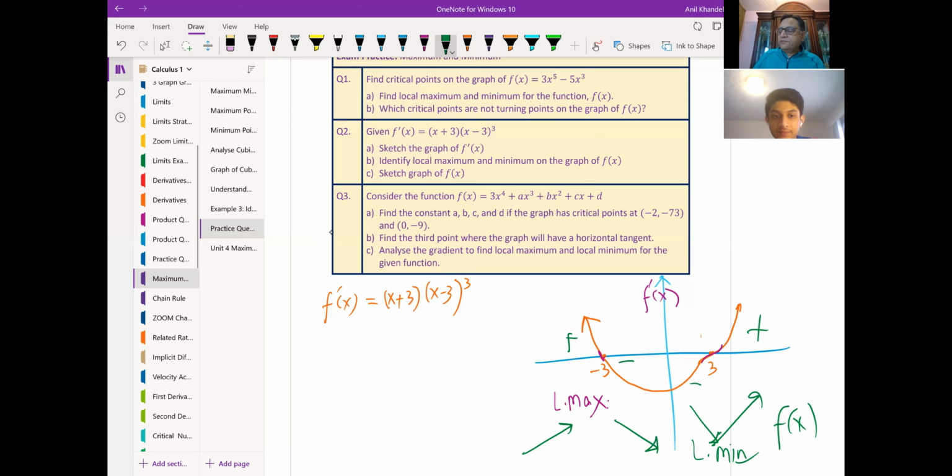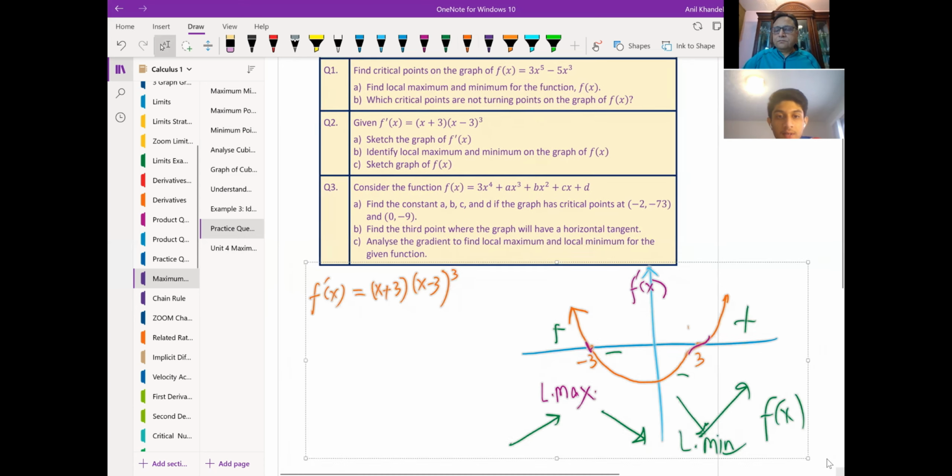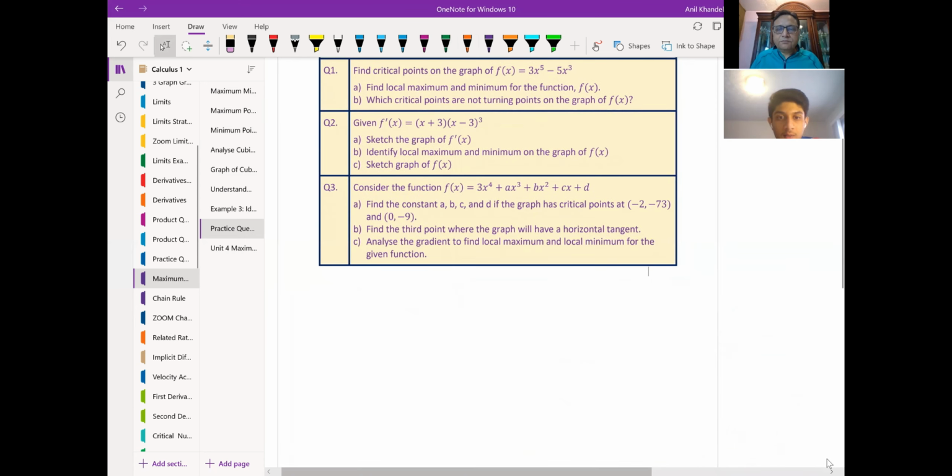Question number 3 for you now. Can you please read question number 3? Consider the function f of x equals 3x to the 4 plus ax cubed plus bx squared plus cx plus d. Find the constants a, b, c, and d if the graph has critical points at (-2, -73) and (0, -9). Correct.